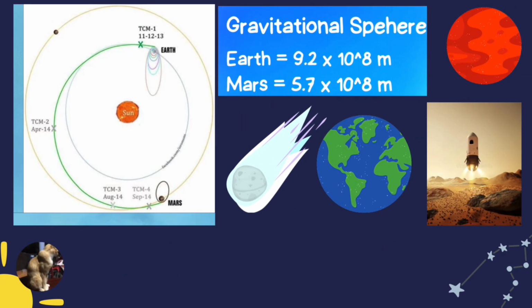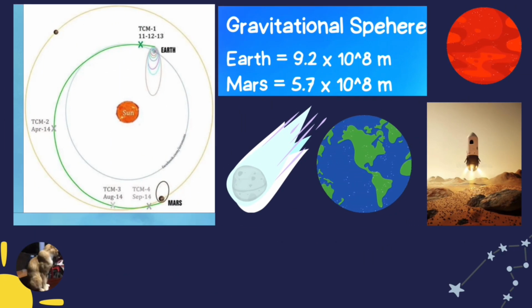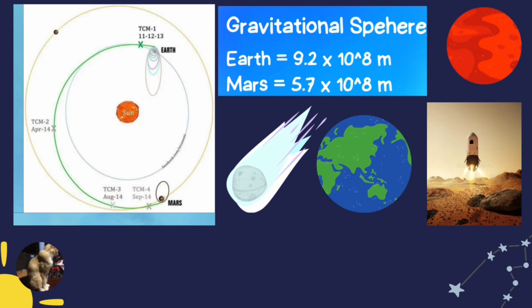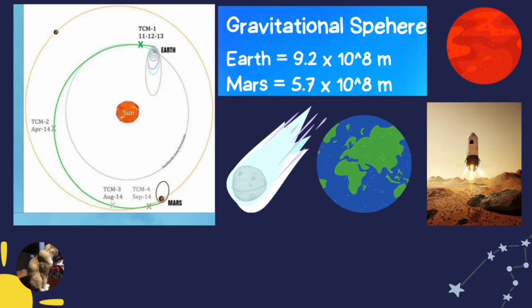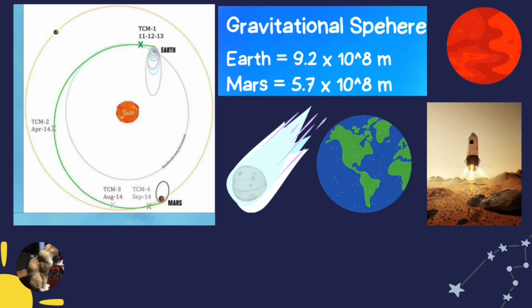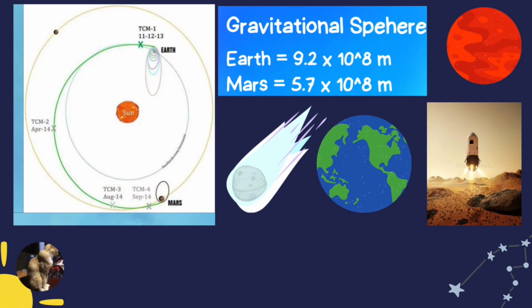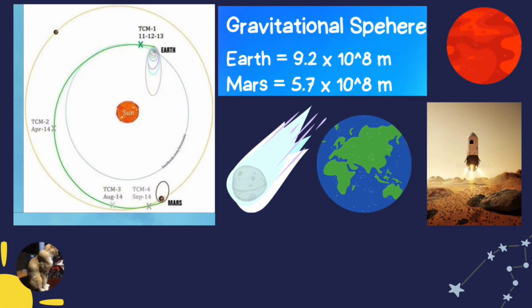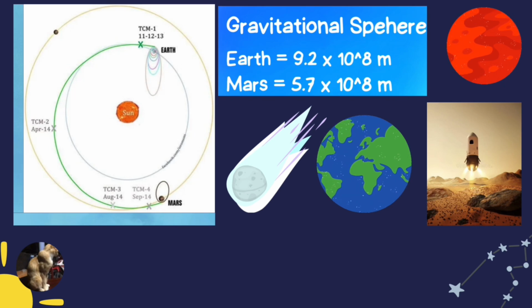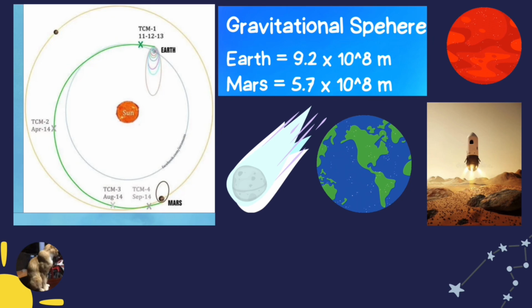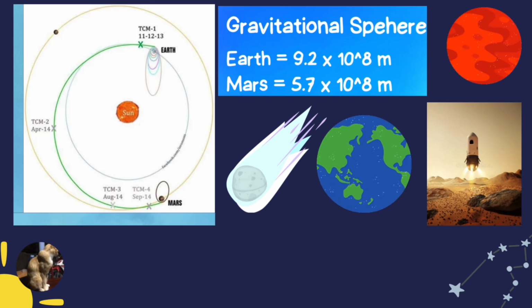For the influence of gravity, the gravitational sphere of influence of the Earth is 9.2 times 10 to the power of 8 meters, which is larger compared to Mars, 5.7 times 10 to the power of 8. When the spacecraft approaches Mars, it enters the planet's gravitational sphere of influence, which extends about 5.7 times 10 to the power of 8 meters from its center. This is where Martian gravity dominates the Sun.